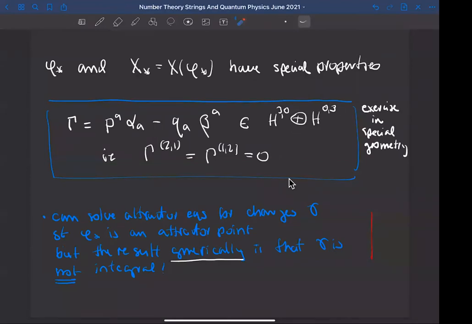So what one can do now is to solve the attractor equations for charges gamma, such that phi star is an attractor point. But generically, what you find is that the gammas are not integral, but they must be integral. So the hard part is to find solutions where the gammas are integer valued.